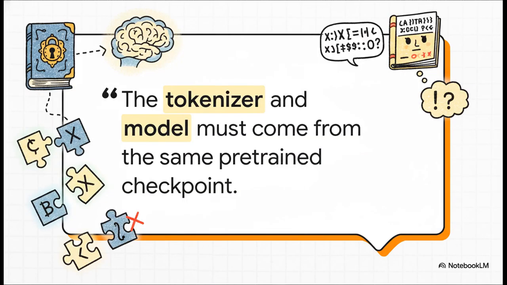Now, here is a really, really critical rule you cannot break. The tool that creates the tokens, the tokenizer, and the AI model itself have to be a perfect match. They have to come from the exact same training session. Why? Because the tokenizer has the specific dictionary that the model knows. Using a mismatch would be like trying to read a book in French using a German dictionary. You just get total nonsense.